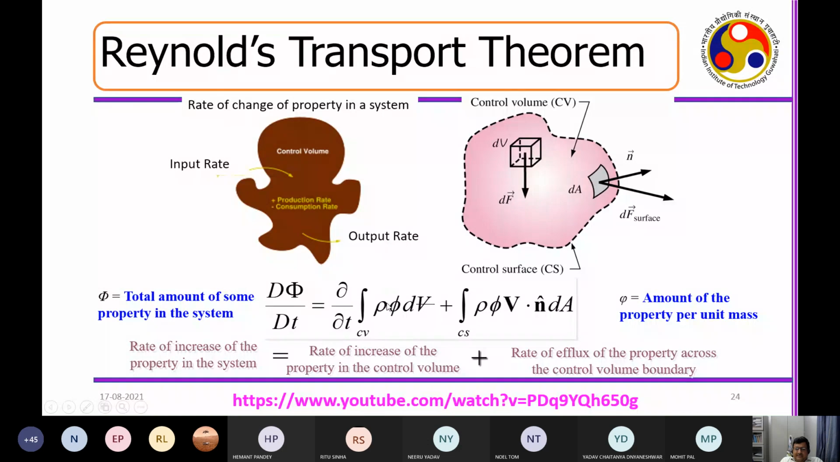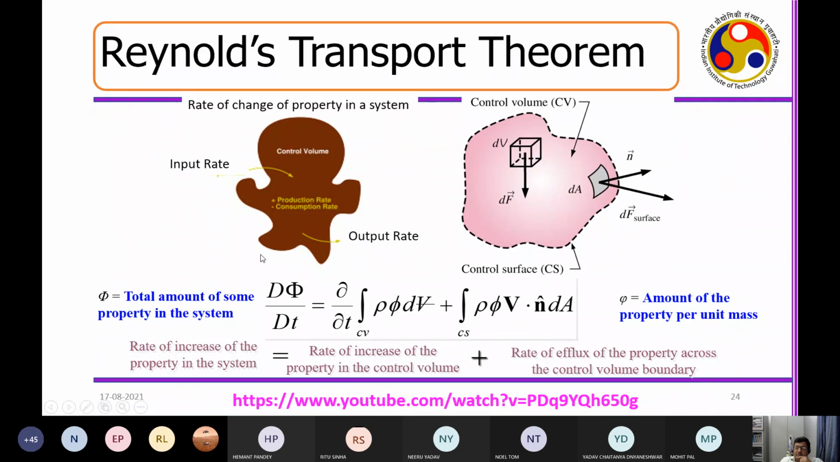So you think about this as per unit mass. Capital phi is an extensive property here, which includes the total amount. Small phi is this capital phi divided by m. Small phi is the amount of the property per unit mass, right? So for a differential volume element dV, rho phi gives me the total amount of phi that is changed here, over a period of time, that is del by del t. So del by del t of the volume integral of rho phi dV gives me the rate of increase of the property in the control volume. This is one way of change of property.